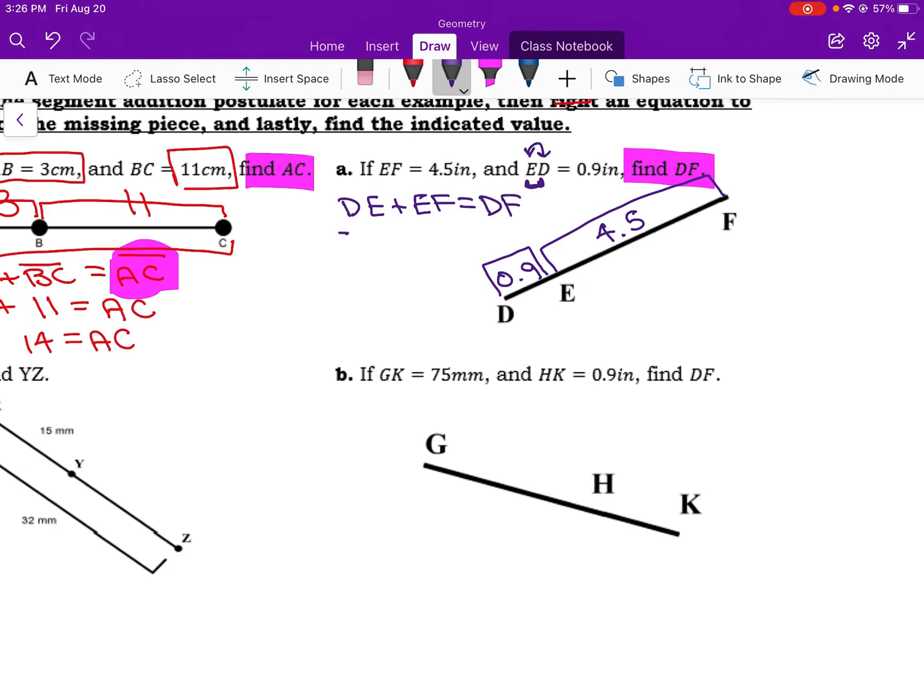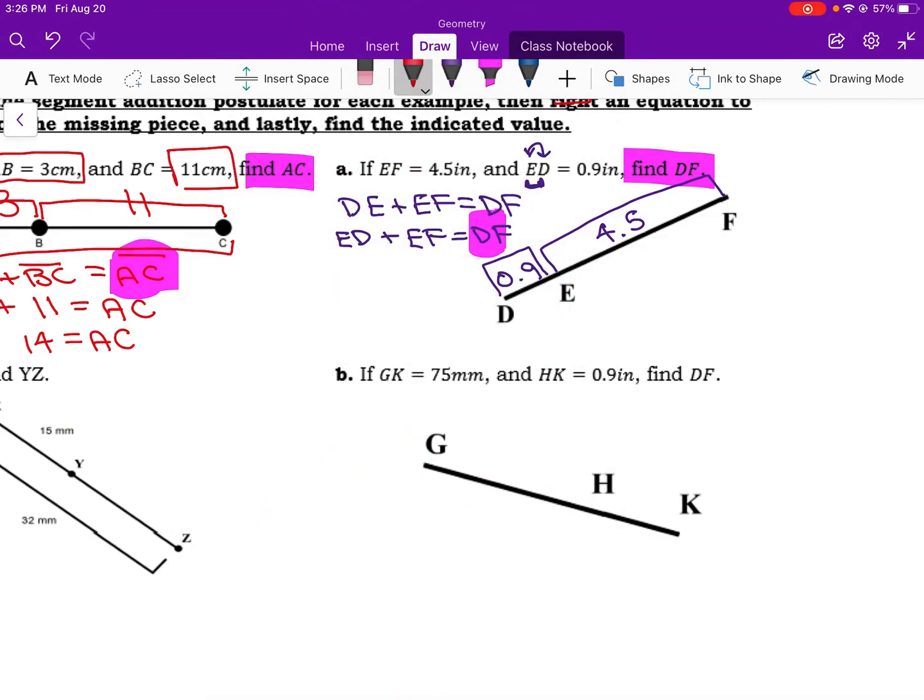So if we even wanted to change that right now, just to make our life a little bit easier, ED plus EF equals DF. But notice that when I change them around, it's not as clear that they're summing to DF. So sometimes it is preferred to read it from left to right. When I'm writing an equation to solve for the missing piece, the missing piece here is DF. So we've already written our equations so that DF is by itself.